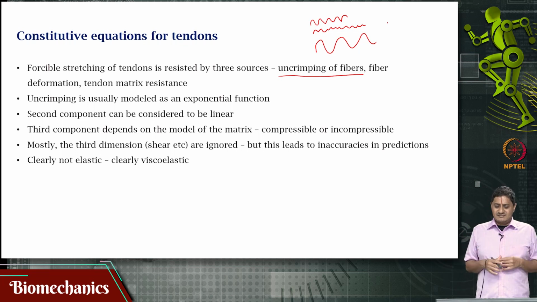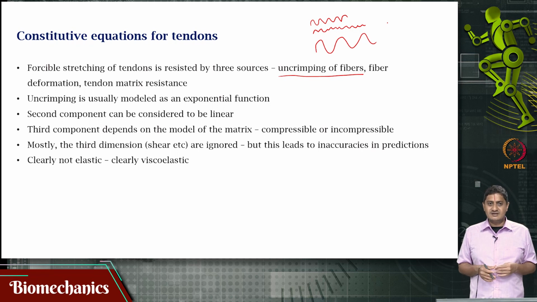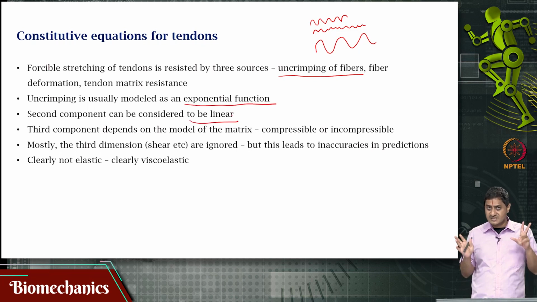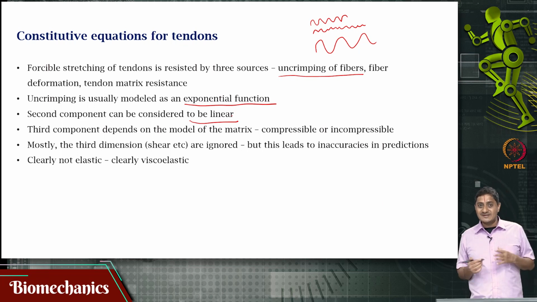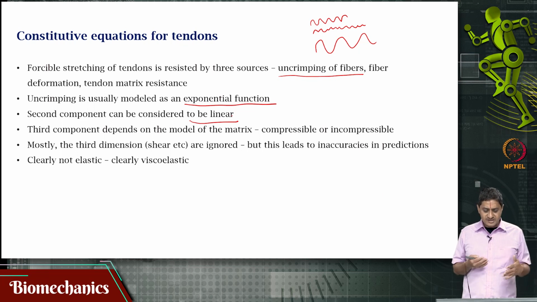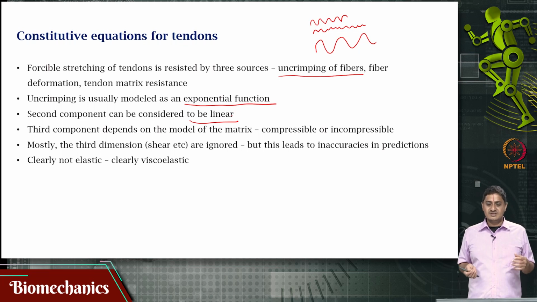Well, one thing is clear, that tendons are not elastic and they are clearly viscoelastic. Why? You have this exponential function and a somewhat linear function, so you are going to have a viscoelastic behavior. As with many other biological materials, tendons are viscoelastic materials, but here we try to delineate the sources of this viscoelasticity or the sources of this non-linear elasticity.